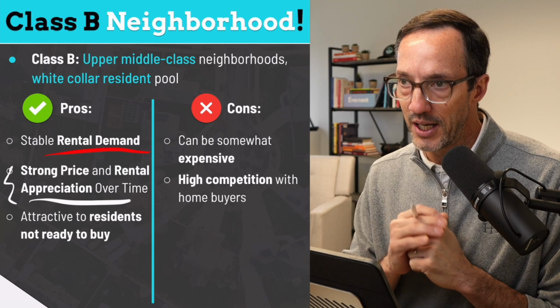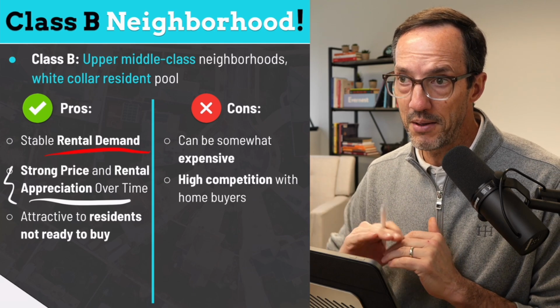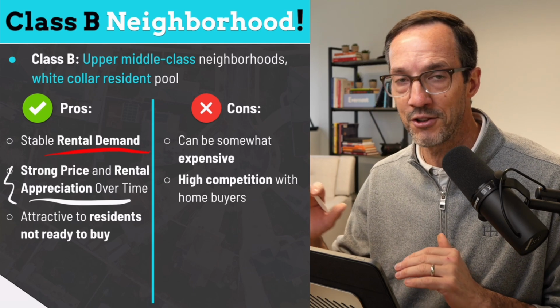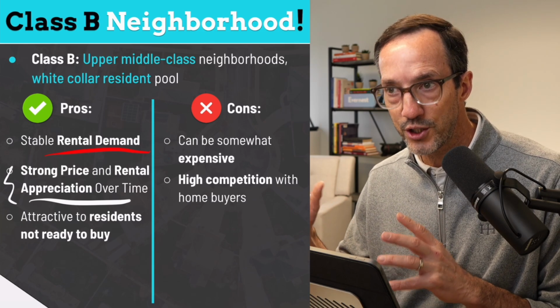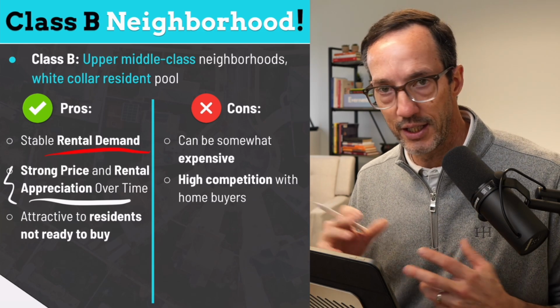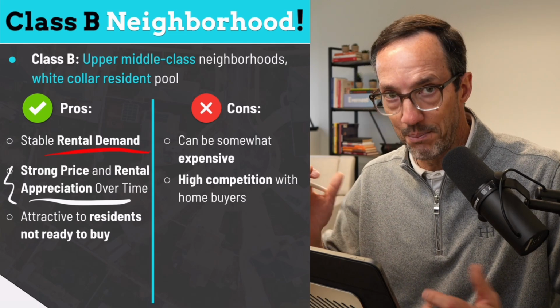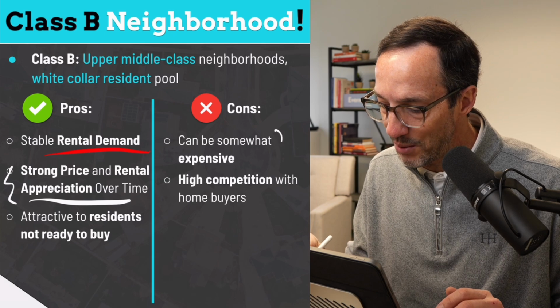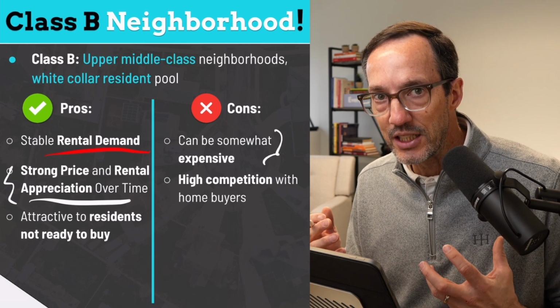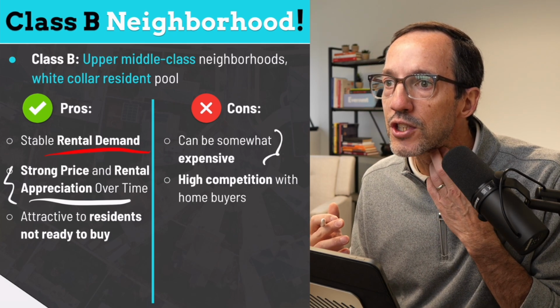Now, these are, again, people who may not be the longest term residents, but if they find an area, they could rent for 2 to 3 years in a certain area if they find one that they really like. And B class is attractive to a lot of people. Can be somewhat expensive, just depending.